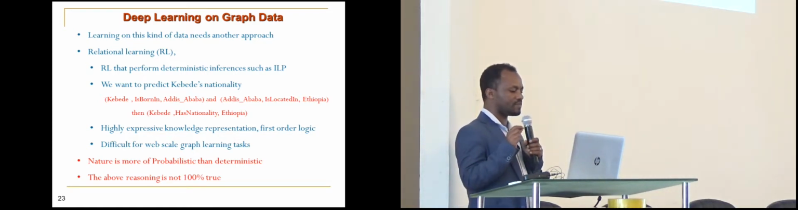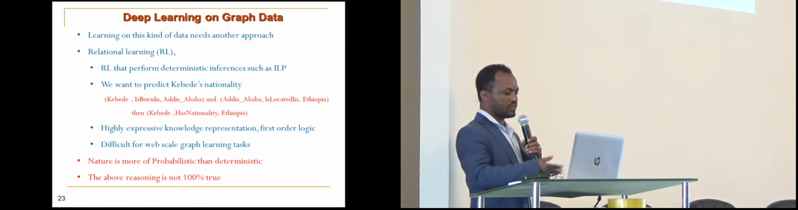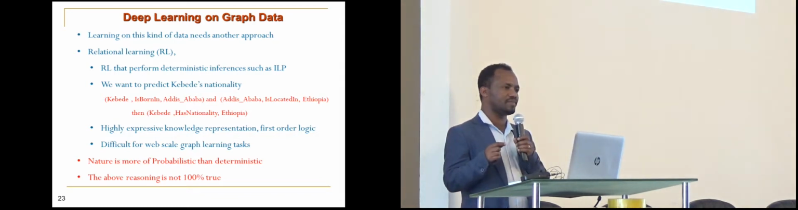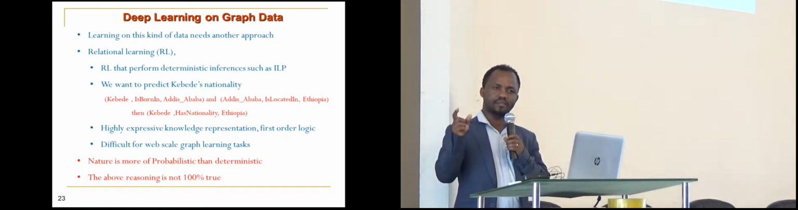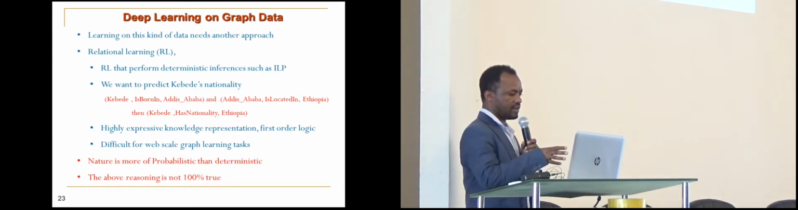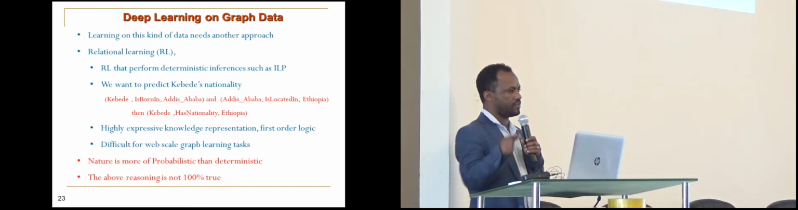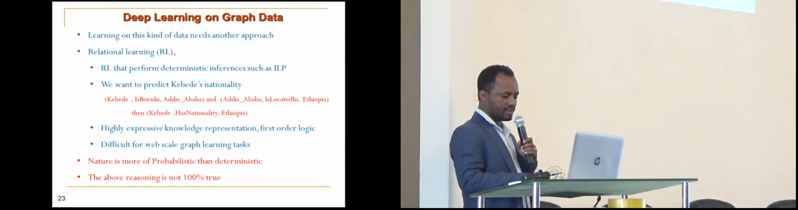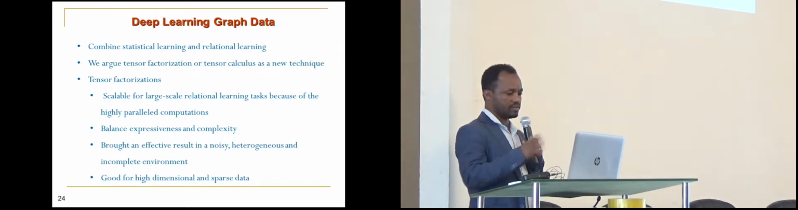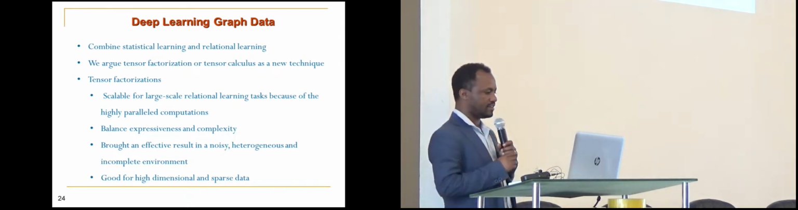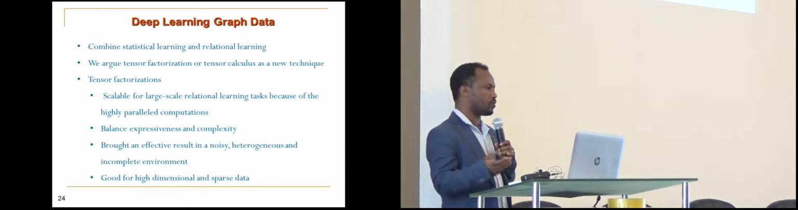And the other is, I and maybe the proponents of this approach believe that nature is not deterministic. We cannot say that if this happens, this always happens. If this happens, this will happen with a certain probability. So we need a mechanism that combines the deterministic inference capability of inductive logic programming and a probabilistic approach. So we come up with an approach which we call tensor factorization or tensor calculus. Tensor factorization can be a new deep learning approach for graph data.